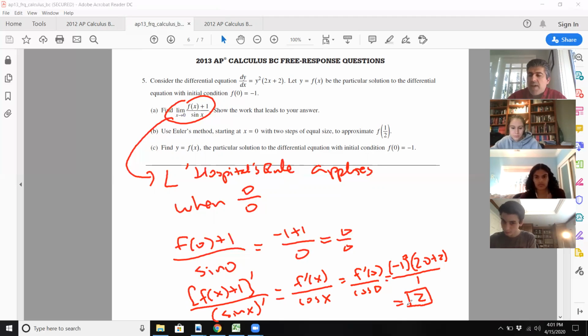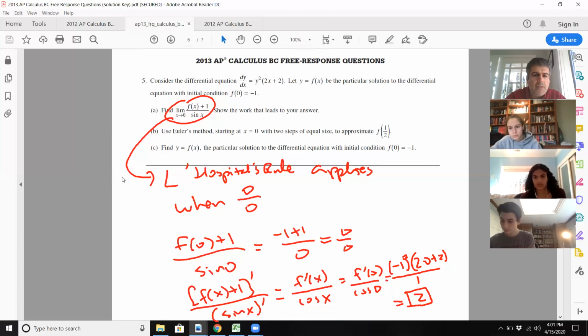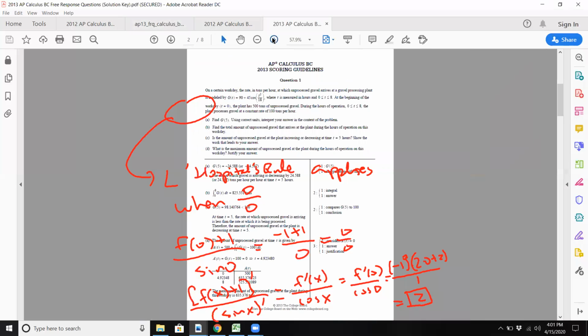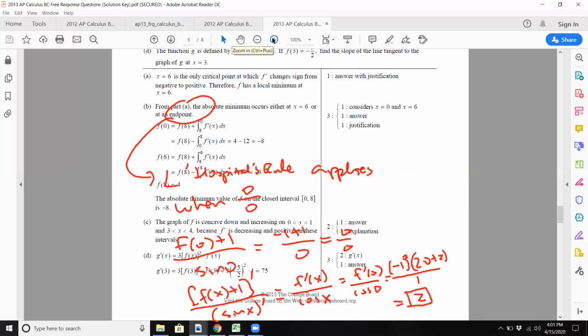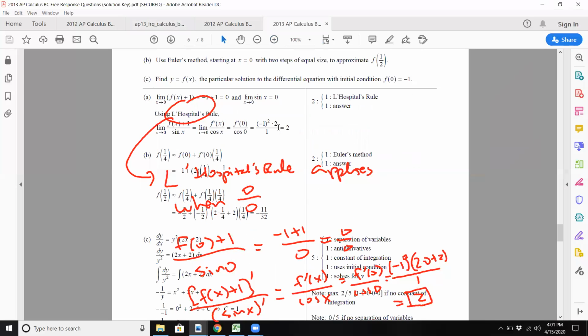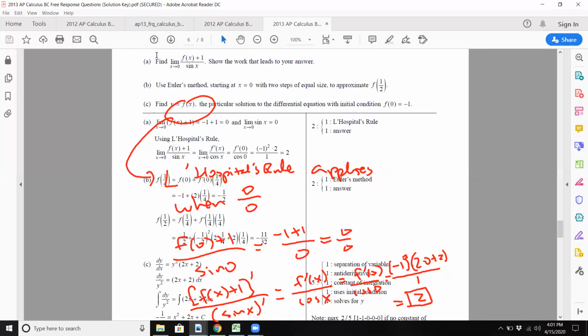So you could see that. They've actually had some creative ways of doing L'Hopital's rule in the last couple of years, so we'll look at that as well. Let me just pull up the answer really quickly so you see how they score that. You first have to verify that you're doing the L'Hopital's rule. And then you show it and you get the answer. So that's how it works out.